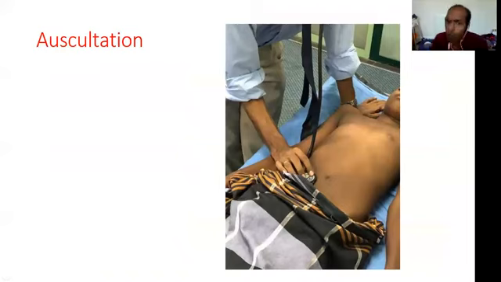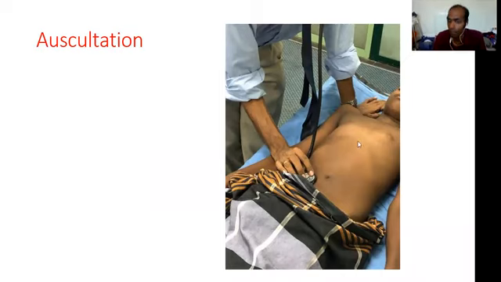Auscultation is not a very important part of the examination, I have to say. Basically we are looking for bowel sounds, hepatic bruit, that's over the liver, and a renal bruit. Okay, renal bruit surface marking.